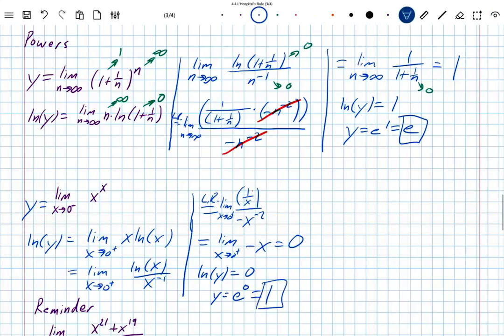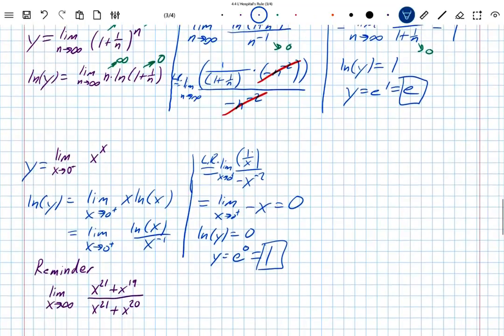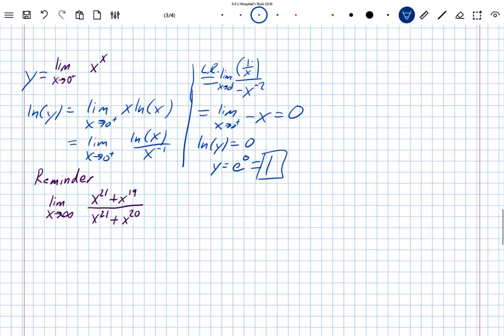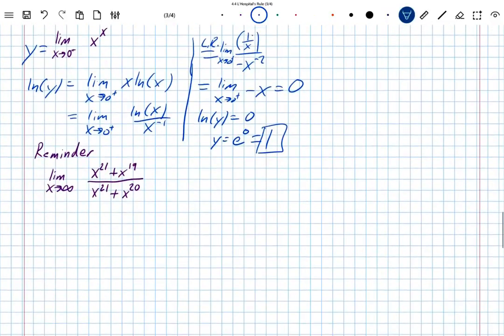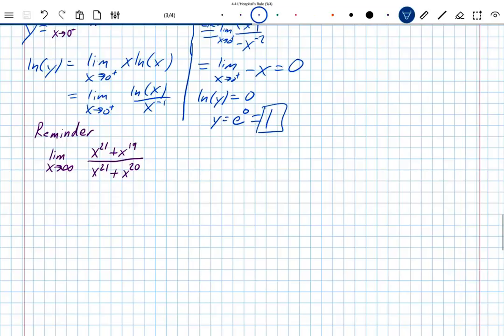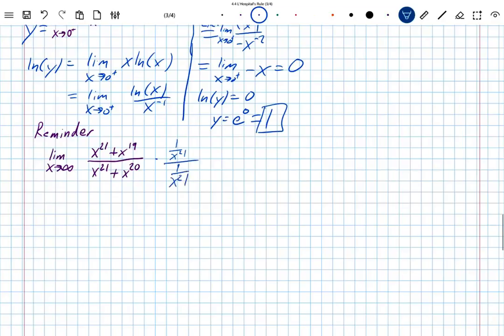Super cool. Okay, just a quick reminder while we're at it, it's always good to remind you that L'Hopital's rule is not always the right way to do things. So this rational expression here, you could do L'Hopital's rule 21 times to find out that the answer is 1. Or, don't forget, we have other methods. We can still multiply top and bottom by a power of x. In this case, that power should be 1 over x to the 21. And that's going to go much, much faster than L'Hopital's rule.